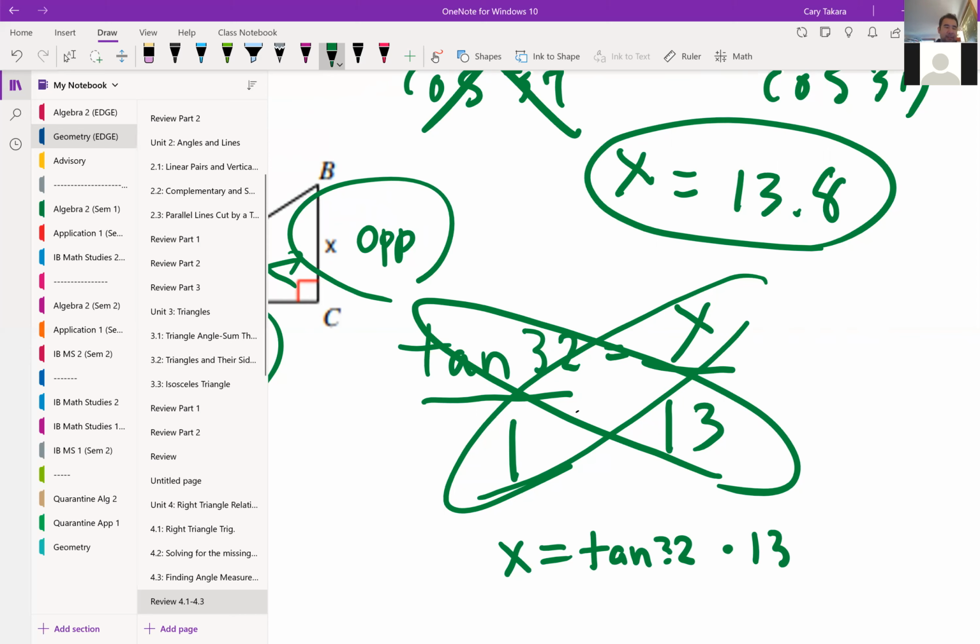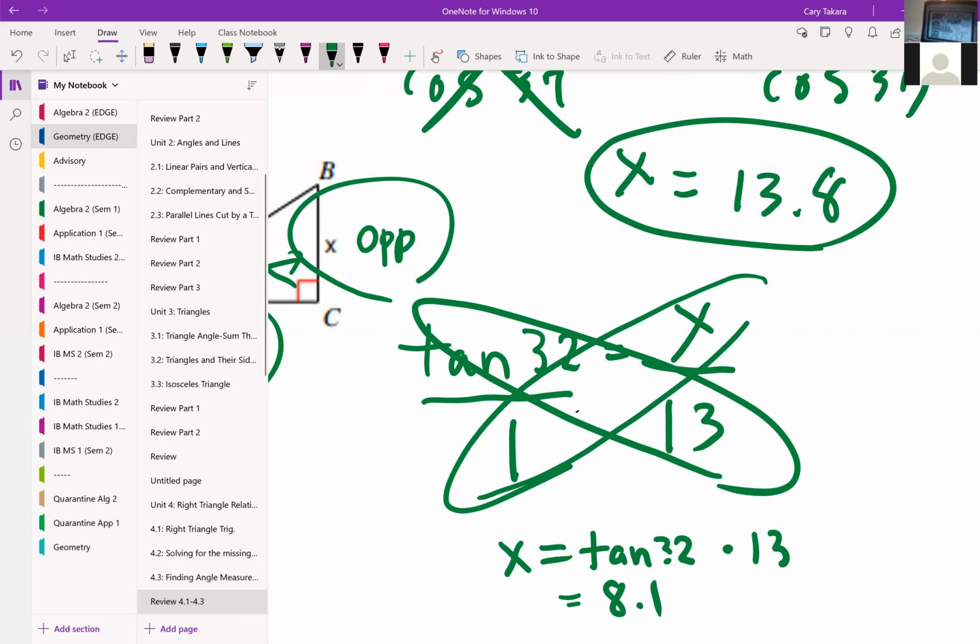Okay. So tangent of 32, close the bracket, then times that by 13. So you get 8.1. Is anybody getting a wrong answer, even though you type in tangent of 32 times 13?